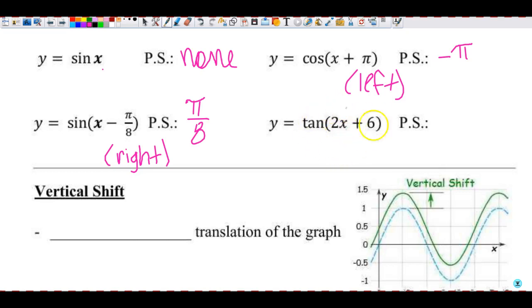All right, so here, we have a B and a C in this one. So in order to make this work out nicely, we have to factor this out. So this is going to become y equals the tangent, and I have to factor the B out, factor the 2 out. This becomes x plus 3, which means my phase shift is a negative 3. Also, since it's negative, it means I'm going to the left.